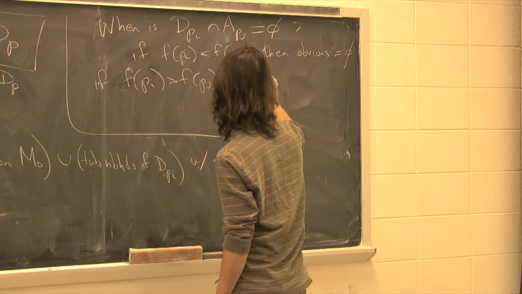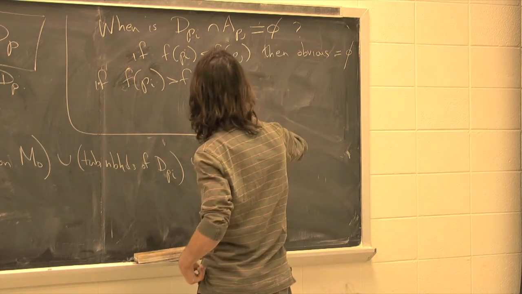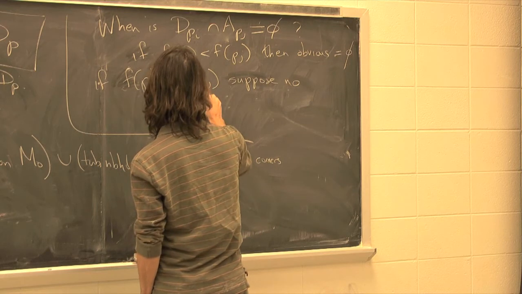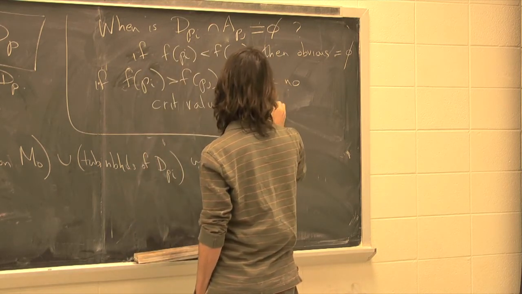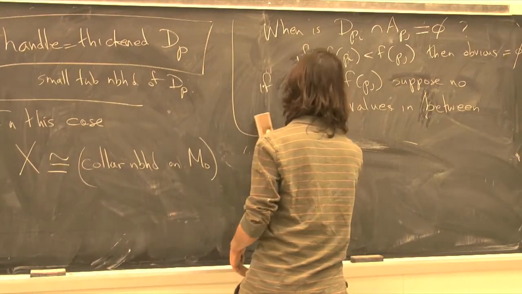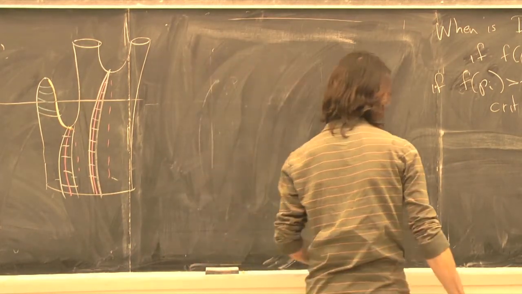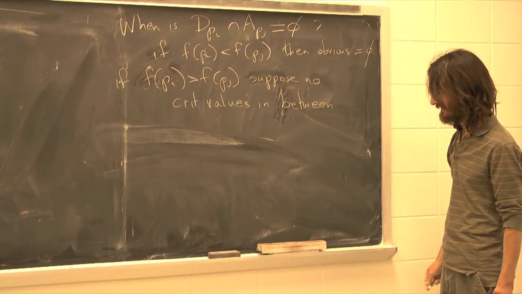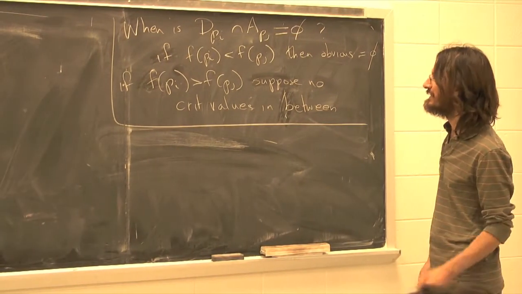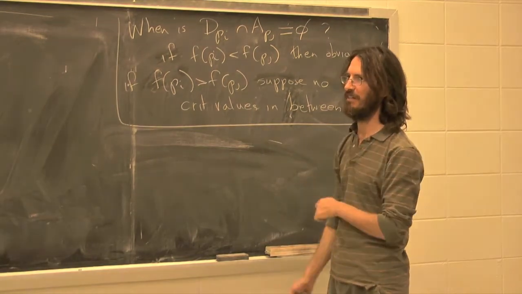Let's look at the simplest case, which is that there are no critical values in between, just to make it easy to think about. I can't quite immediately reduce to it, but I just want to avoid complication. I think you can figure out how to do the case with critical values in between.